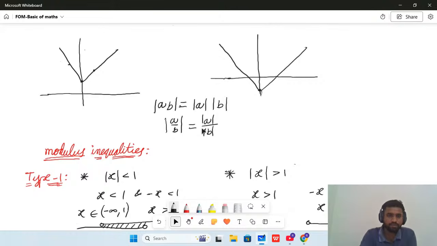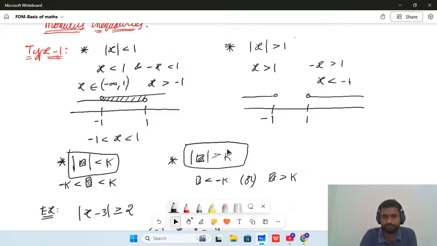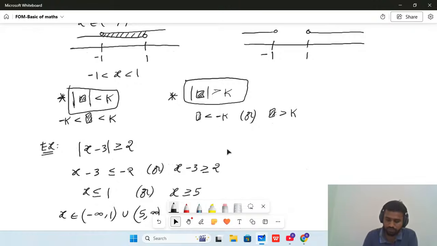The remaining types we will see in the next session. The system was lagging today. Till now, if you have any doubts you can ask me in the chat box.